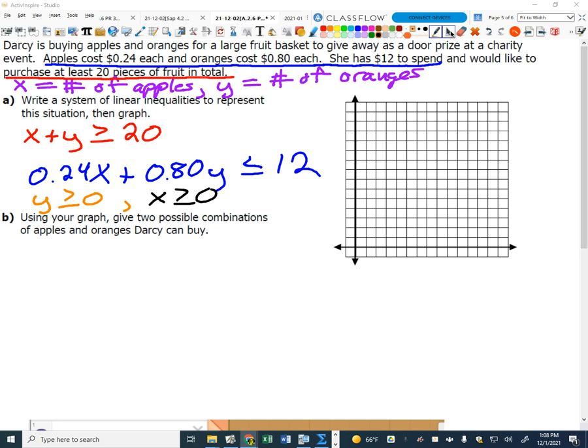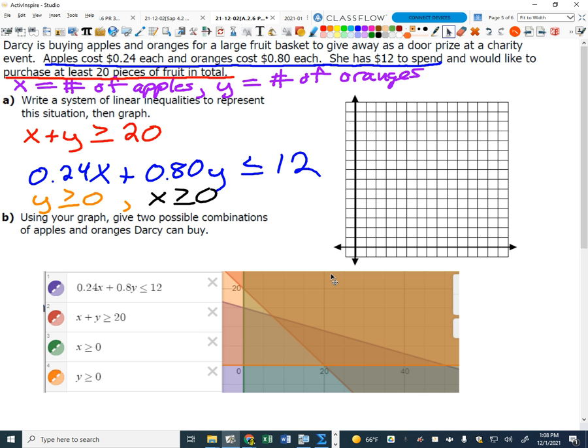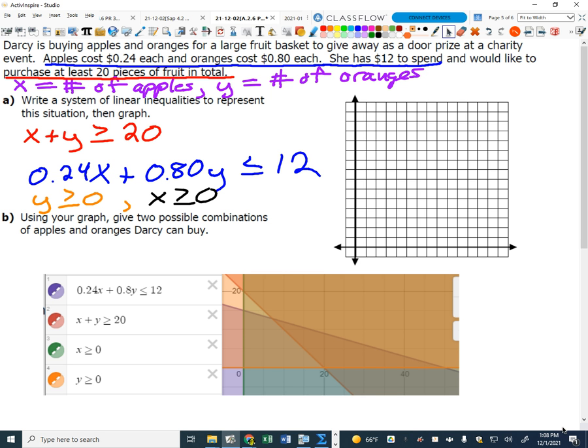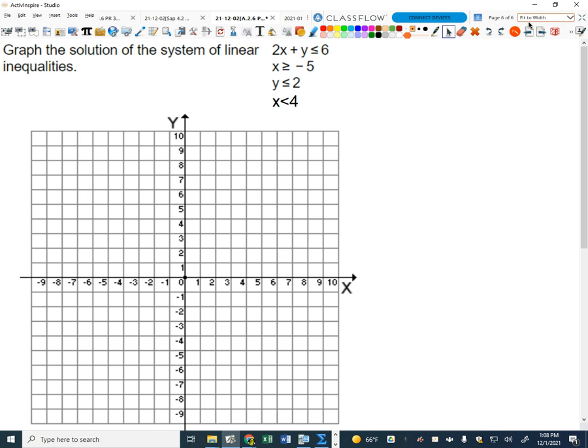All right, so here's a copy of what we just did. It just wants you to give 2 possible combinations of apples and oranges that Darcy could buy. Well, we already gave a few, right? Anything in the region that's shaded by all the inequalities, any of those ordered pairs would do, okay? All right, I think I'm going to turn you loose on this. I feel like that's probably enough. I had one more example, but I just don't know if we need it. I think that's good.